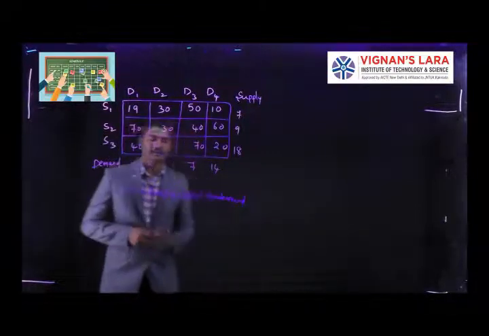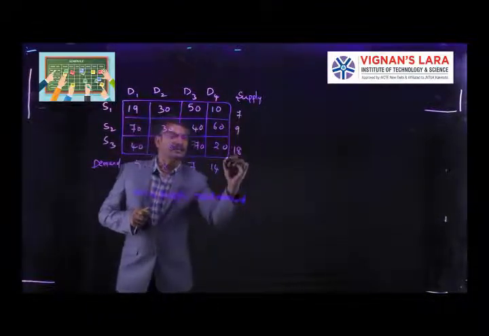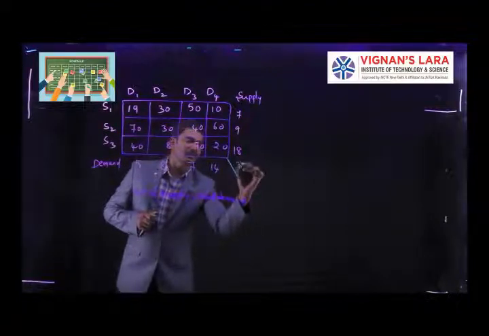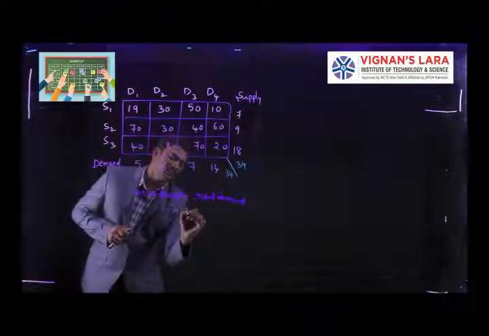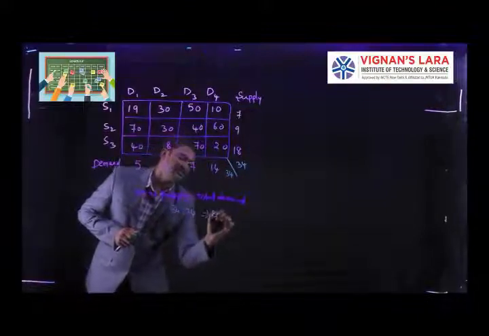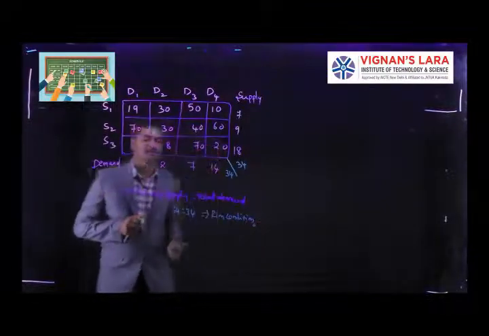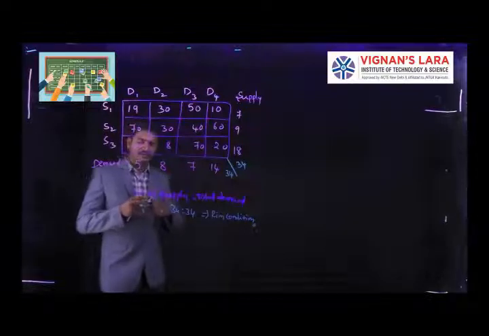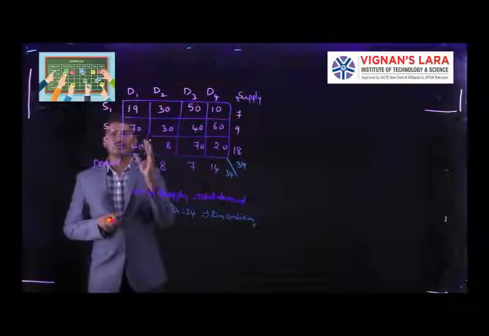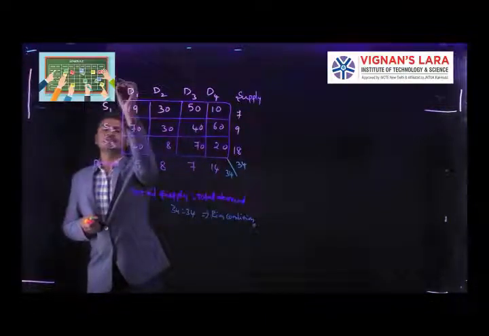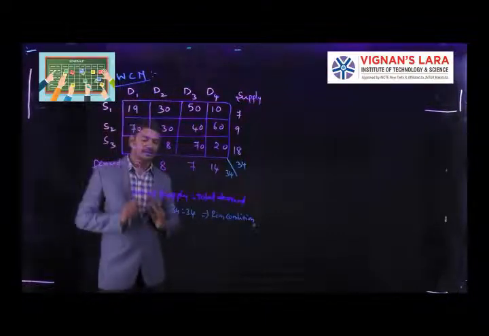What is the total supply here? The supply is 7, 9, 18, so the total supply is 34 and the total demand is 34. The supply is equal to the demand, so the rim condition is satisfied. Now we are going to solve the transportation problem to find the total cost. Which method are we given to solve the problem? They have given the northwest corner method. We have to apply the northwest corner method to solve this particular problem.